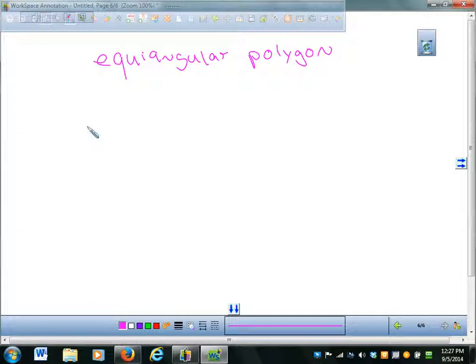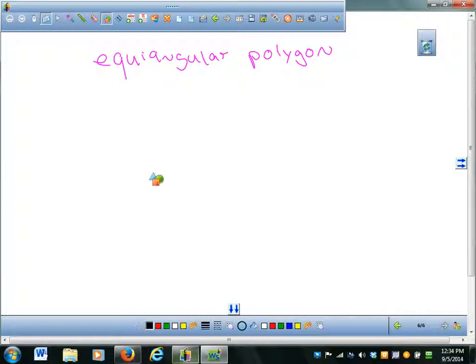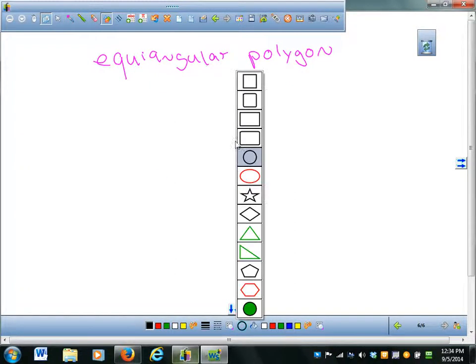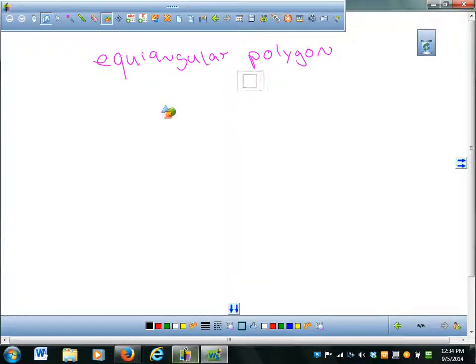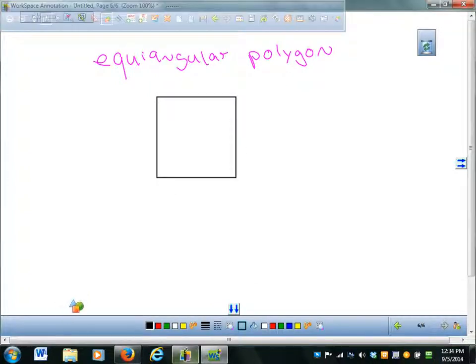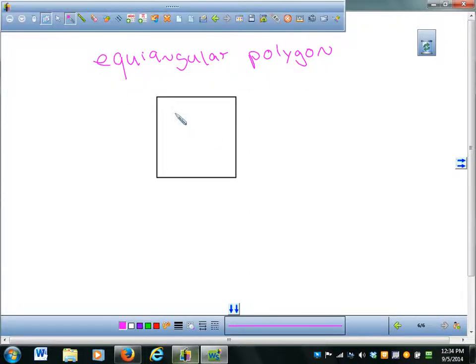A square. Well, yeah, a square is equilateral and equiangular, right? So if I draw a square, is that a square? No. That looks more like a rectangle. My screen is distorted. But if it were a square, then it would be both. But if it's just the angles that are congruent, like in a rectangle, then it's equiangular.